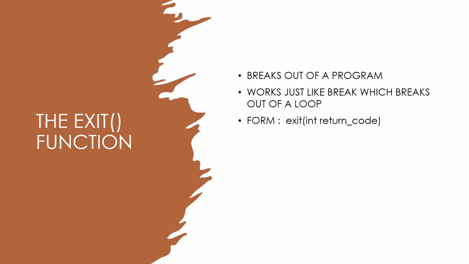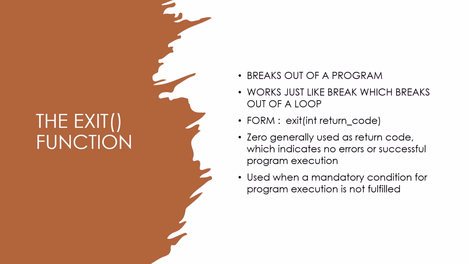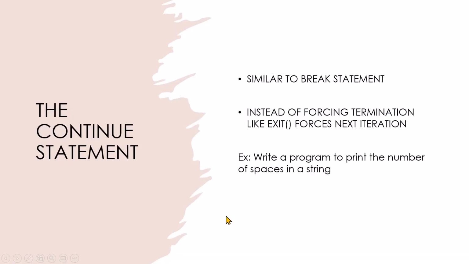The form is exit with an integer, and this integer would normally be 0, indicating no errors or successful program execution. When is it used? To force termination of a program. So when a mandatory condition for program execution is not fulfilled, that's when we use the exit function. We're not going to be using it in code today, but we will in future sessions. The continue statement. Similar to the break statement, instead of forcing termination like exit, forces next iteration.